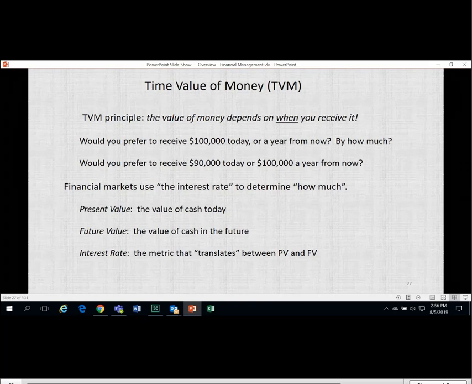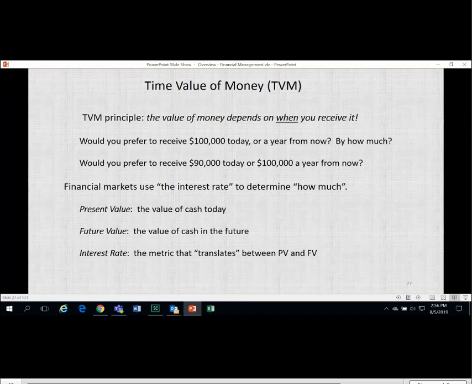Now, let's start with the first question. Would you prefer to receive $100,000 today or a year from now? That's a pretty easy question. I'm not sure why anybody would want to wait a year when they can get the 100,000 today. But now let's complicate it a little bit and say, by how much? Would you prefer to receive $90,000 today or $100,000 a year from now? That gets a little bit more complicated.